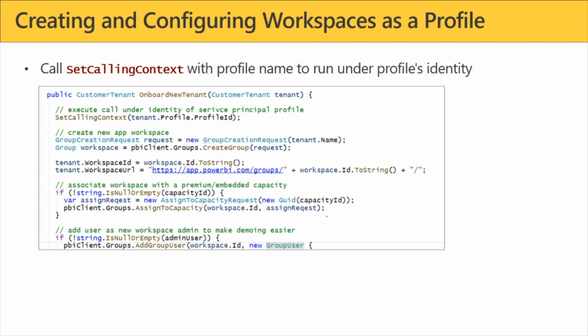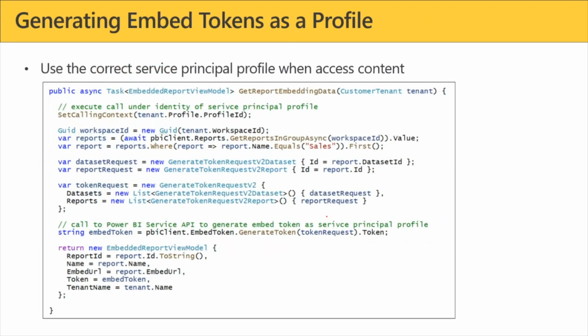And what kind of code do we have here? Same kind of code you're probably used to. Create a workspace, upload a PBIX file, assign to capacity. Okay, now, finally here, we have generating embed tokens. So if you use a profile to build the workspace and its content, you then have the profile as a member of that workspace, but not the root or the parent service principal itself.